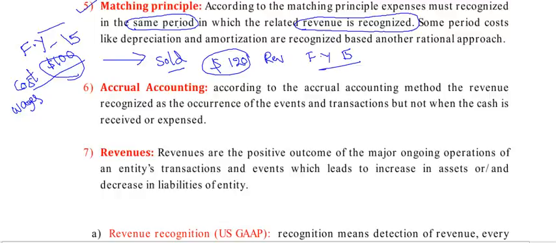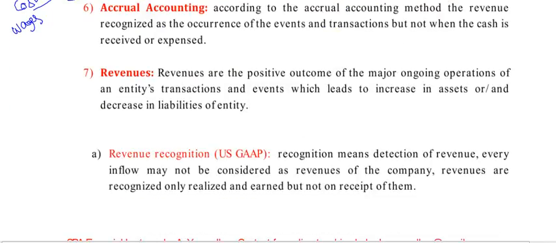Next, accrual accounting. We have a cash based accounting system and an accrual based accounting system. Now I am talking about the accrual based accounting system. According to the accrual basis accounting method, revenue is recognized on the occurrence of the events and transactions, but not when the cash is received or expenses are paid.